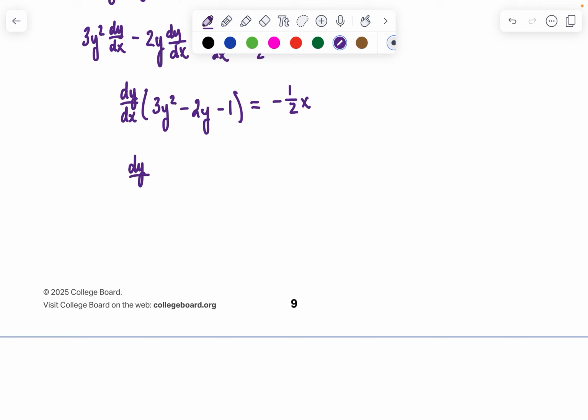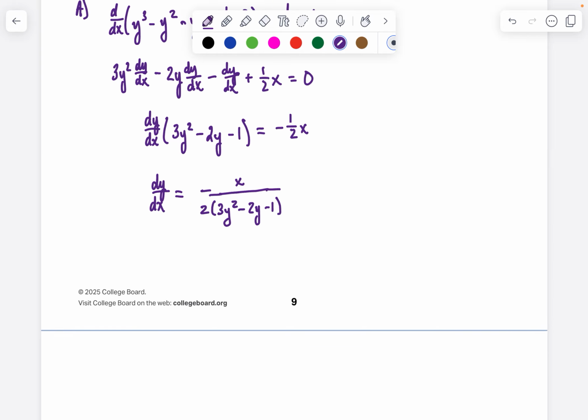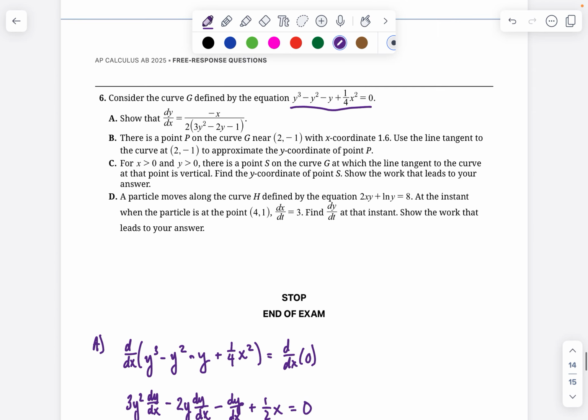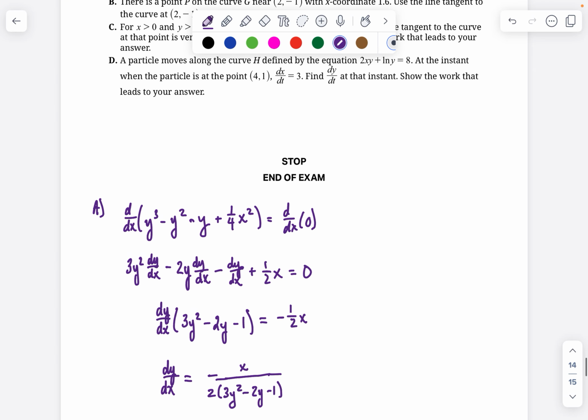And so then last step, just divide by the 3y squared minus 2y minus 1. And when we do, we would have negative. And then the way they wrote it was the x on the top, and then they kept the 2 on the bottom with the 3y squared minus 2y minus 1. So there it is. And we are all done with that. So hopefully that matches the answer they got, and it does, and we're moving on.